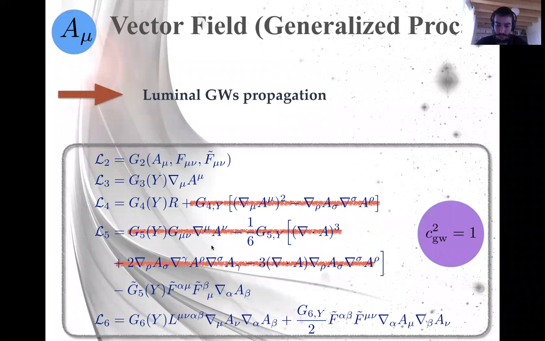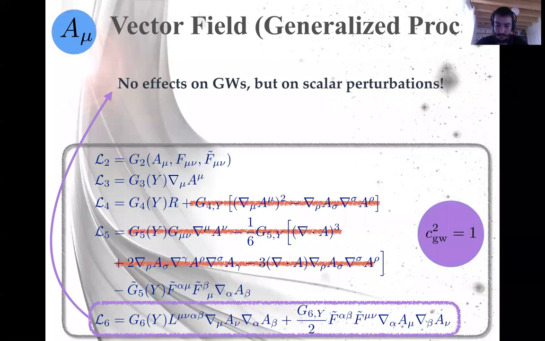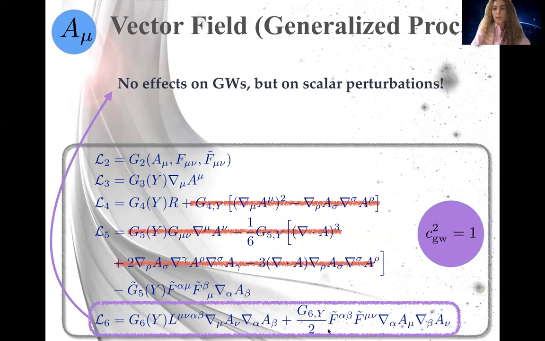So there is this sixth operator that appears in these vector-tensor interactions that doesn't have any effect on gravitational waves. So the gravitational waves still propagate with the speed of light, but it does have an effect on scalar perturbations. And this is something very different to the standard scalar-tensor theories. All right.